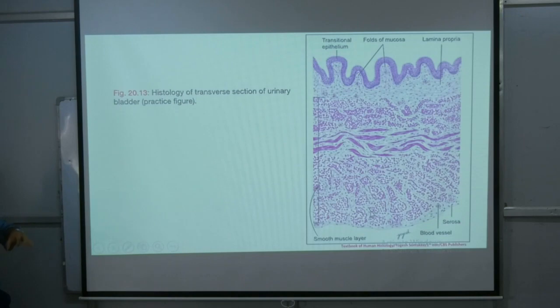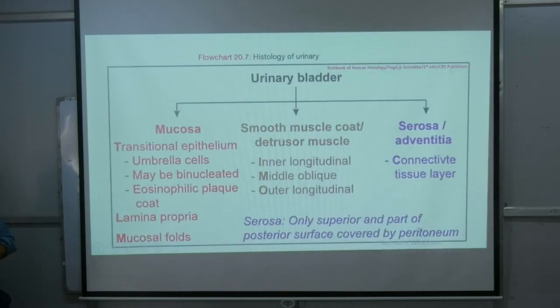So these are the 3 layers. The muscle layer, which we call the detrusor muscle, is present in the urinary bladder, which is also a very important landmark you have to keep in mind for identification. The detrusor is then covered by the outermost layer, which we call the adventitia. So this is the whole summary of the urinary bladder.